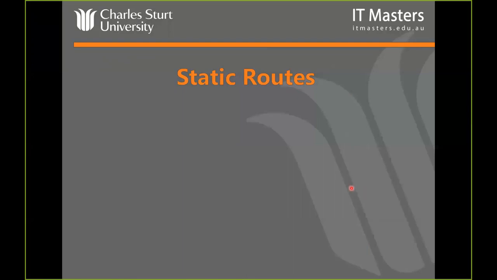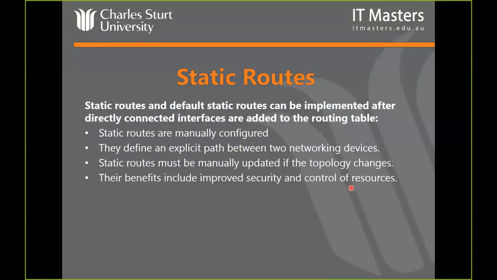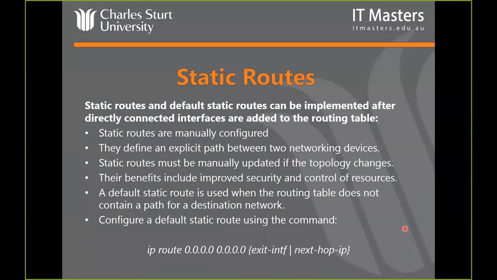All right, static routing. So let's click through these points. Okay, so static routes and default static routes can be implemented after directly connected interfaces are added to the router table. So in other words, once an interface has come up, you can use that interface to send a static route out. Static routes are always manually configured. They define a very explicit route between two networking devices.